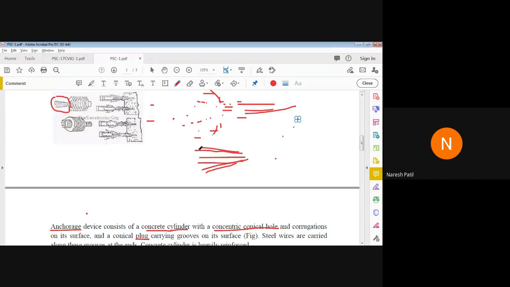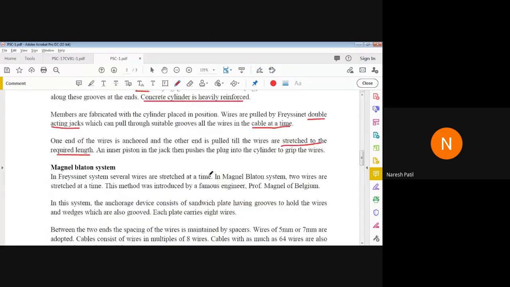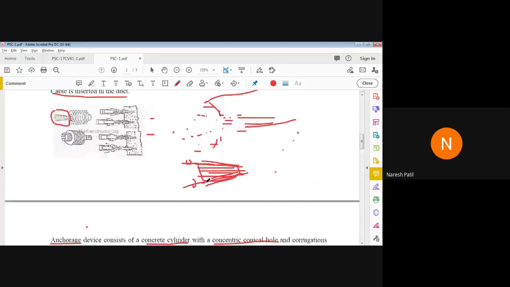When the cable is stretched, what will happen? The wedge or the plug will be inserted inside by using the jack. Because of this plug, the cables will get locked. The plug or the wedge will not allow the cable to move back inside the cylinder again. That is the reason it is given. Till the wires are stretched to the required length, an inner piston in the jack then pushes the plug into the cylinder to grip the wires. So this is called the Freyssinet system.